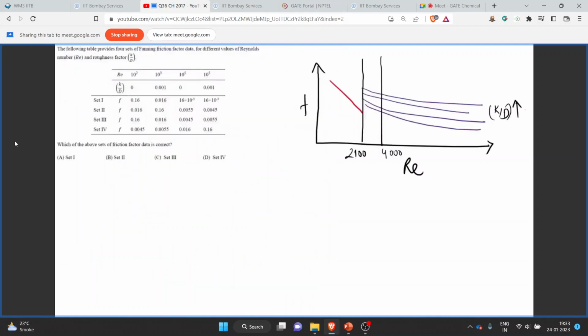So we have this plot of the Fanning friction factor F versus Reynolds number. From that we can see that if the Reynolds number is less than 2100, the flow is laminar, and the friction factor versus Reynolds number line will be a straight line, which we can write as F equals 16 upon NRE. Then there is a critical region between Reynolds number 2100 and 4000, and then a turbulent region.